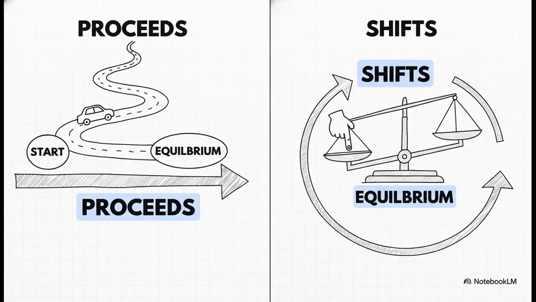And here's a little pro tip on language, just so you sound like you really know your stuff. When a reaction isn't at equilibrium yet, like our example, we say it proceeds in a certain direction. The word shift is really best reserved for when a system is already at equilibrium, and then you do something to mess it up. It's a subtle point, but an important one.